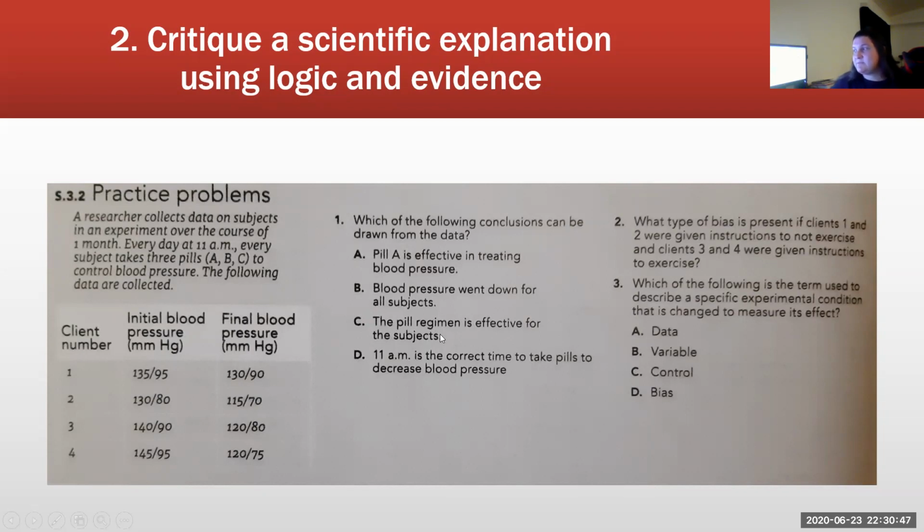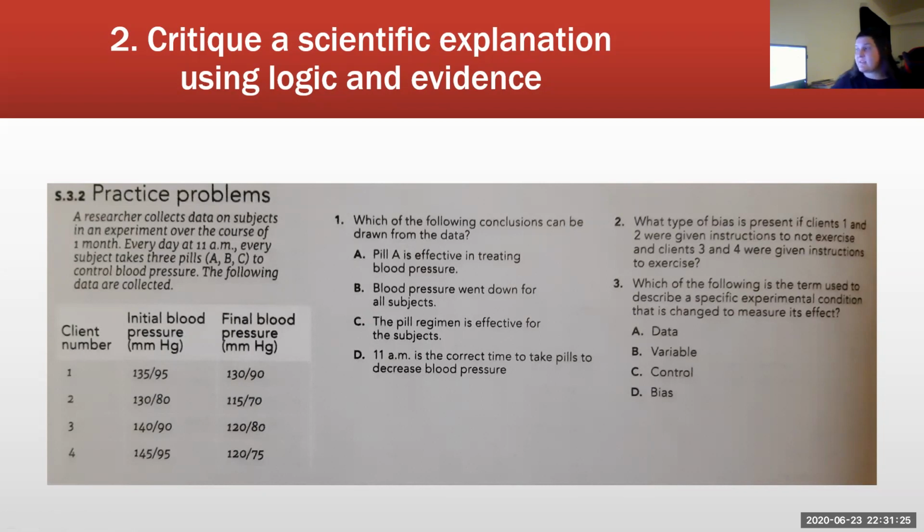Option C, the pill regimen is effective for the subjects. Although that could possibly be true, we don't know what else these patients were doing at the same time. Some of these patients may have reduced sodium in their diet, increased their water intake, or cut out soda. Some may have started walking, some low impact cardio, something, anything. We don't know. All we know is this data, and this data. So we don't know if it's just the pill regimen that's effective for these patients.